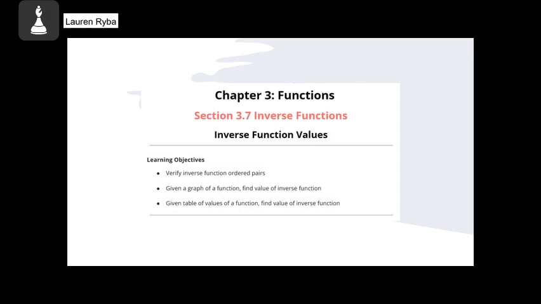So this lesson is all about inverse functions, and the first one is we're going to discuss how to create inverse function ordered pairs. And then if we're given a function or a table, can we find the inverse function values?